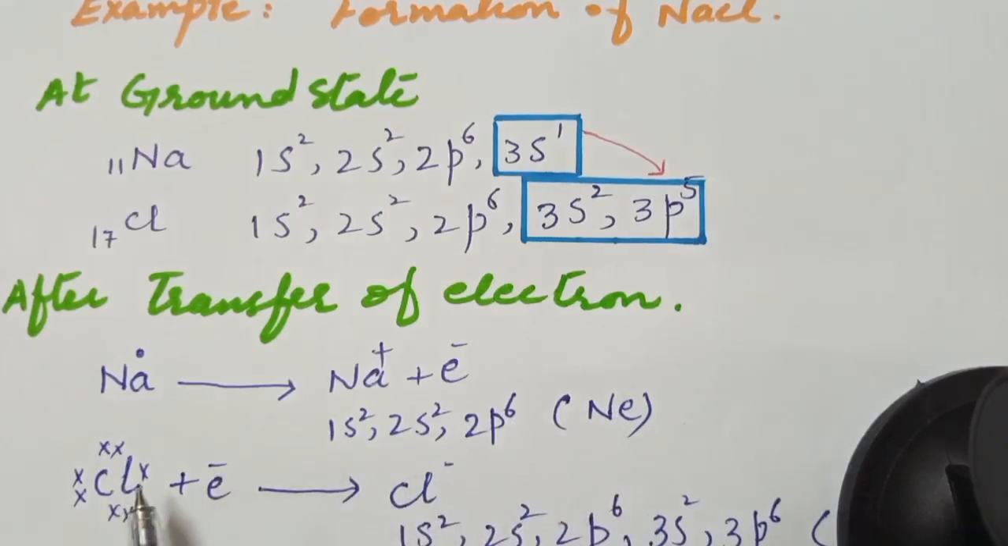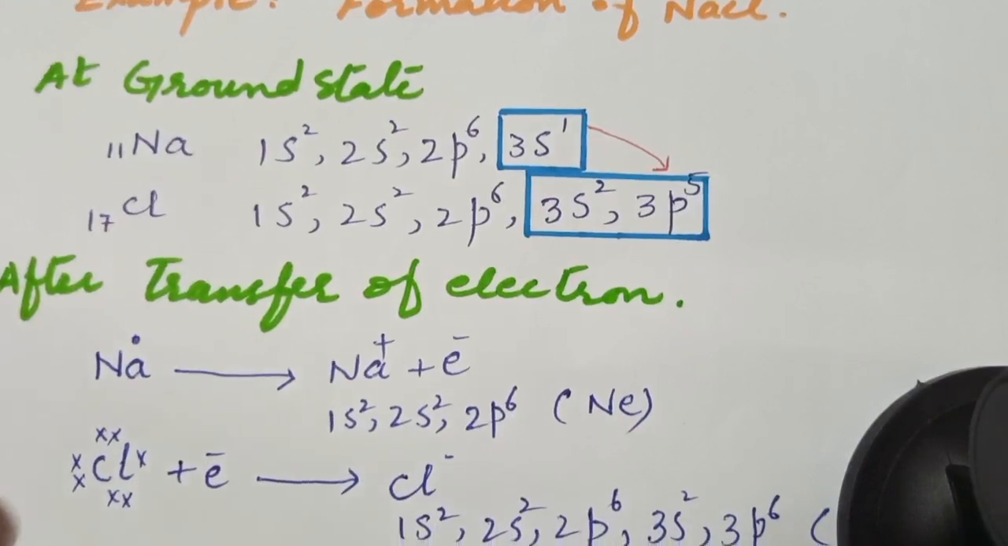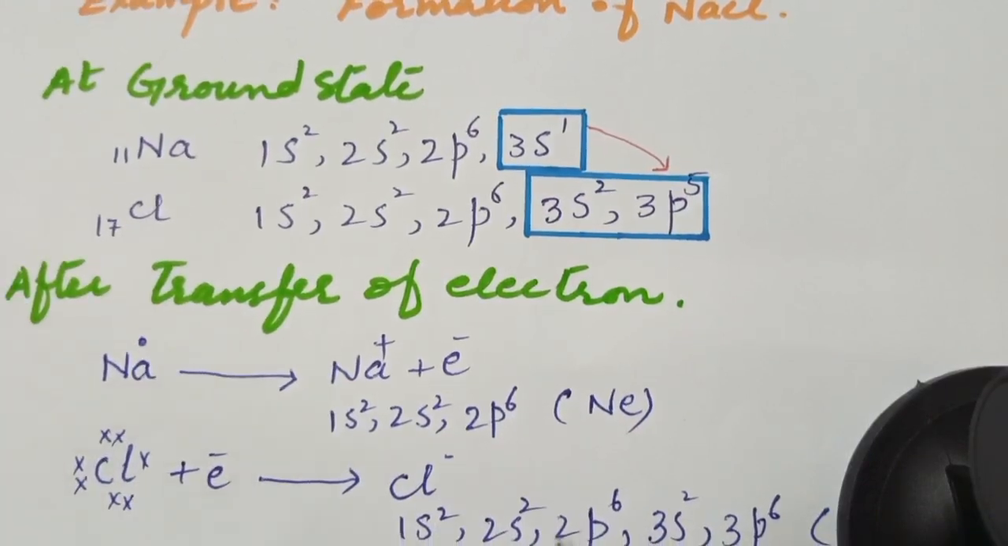And the chlorine atom, after accepting one electron, will have the electronic configuration like this: 1s2, 2s2, 2p6, 3s2 and 3p6.